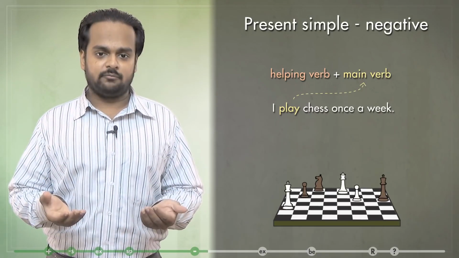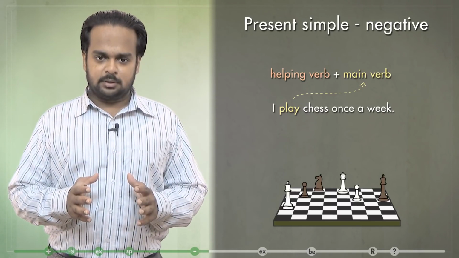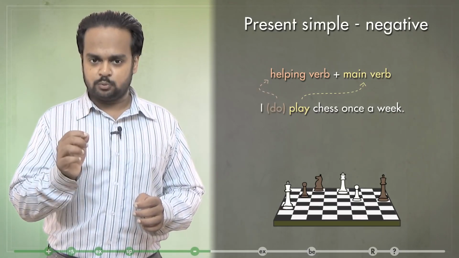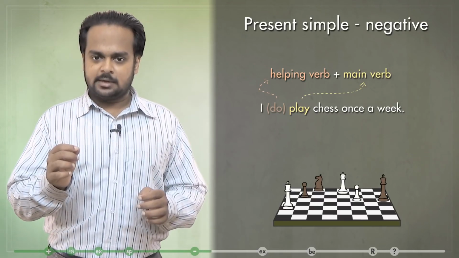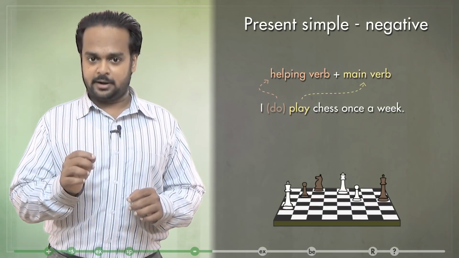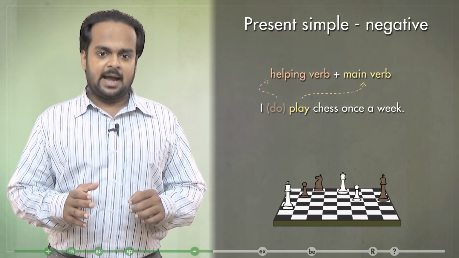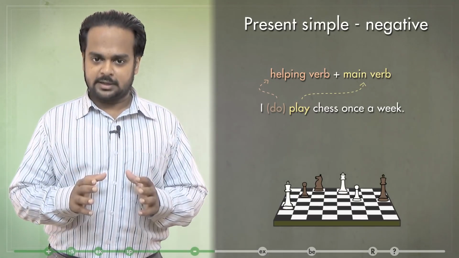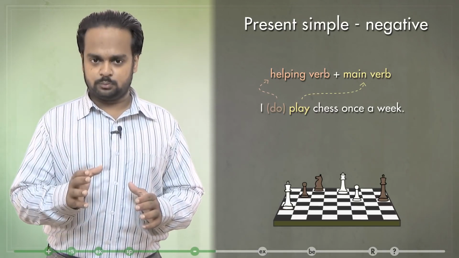So where's the helping verb? In the present simple tense, the helping verb is often hiding. It's the verb do. Normally, when we speak, we don't say it, but it's still there. Now, different tenses have different helping verbs, but remember that for the present simple tense, the helping verb is do.